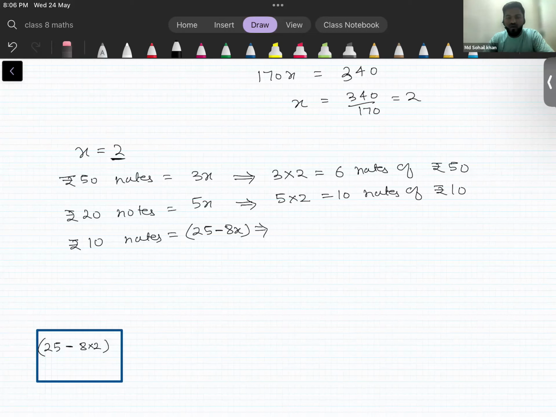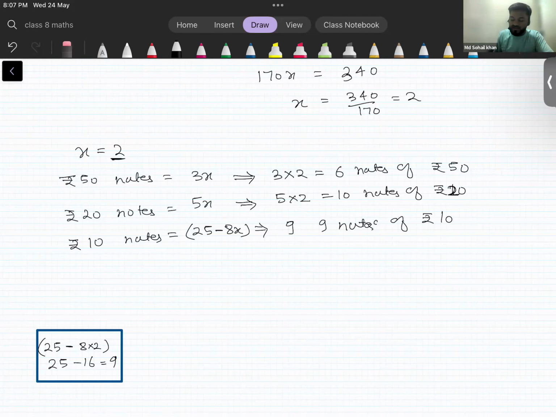Ahmed, you're taking too much time. These are very basic calculations. I've written in the bracket also that you simply have to put the value of x here, 8 multiplied by 2. So it is simply 25 minus 16, which is 9. So 9 notes of rupees 10 are there.